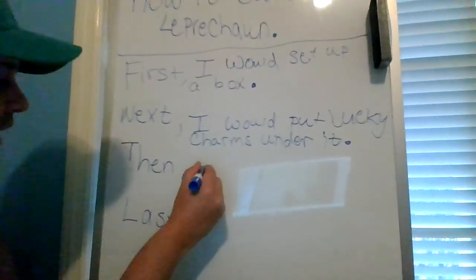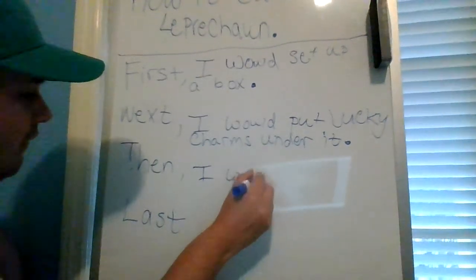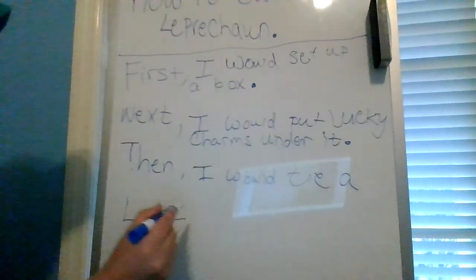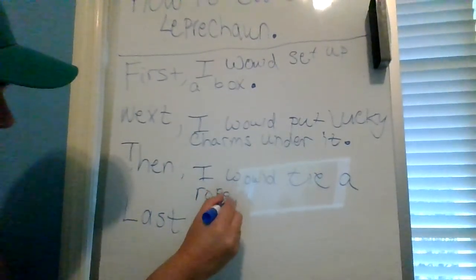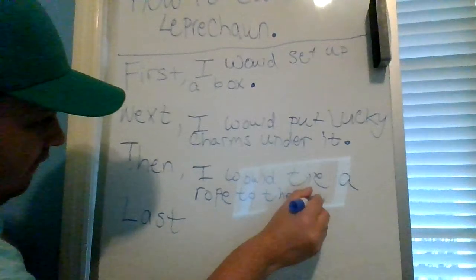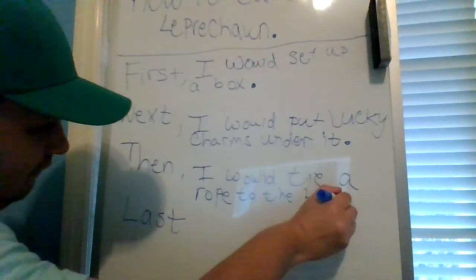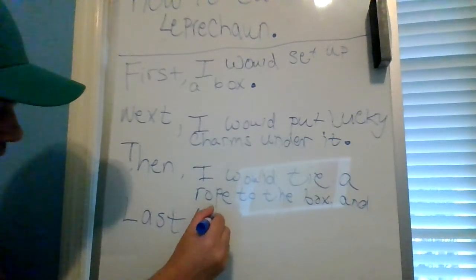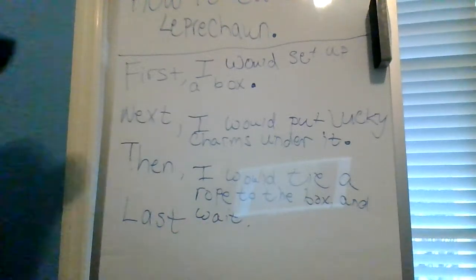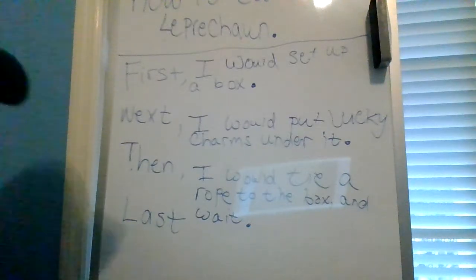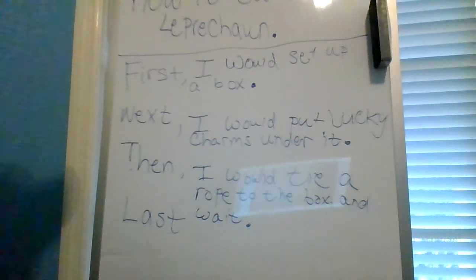Then I would tie a rope to the box, comma, and wait. And then we have our last sentence. So I have, first I would set up a box. Next, I would put Lucky Charms under it. Then I would tie a rope to the box and wait.